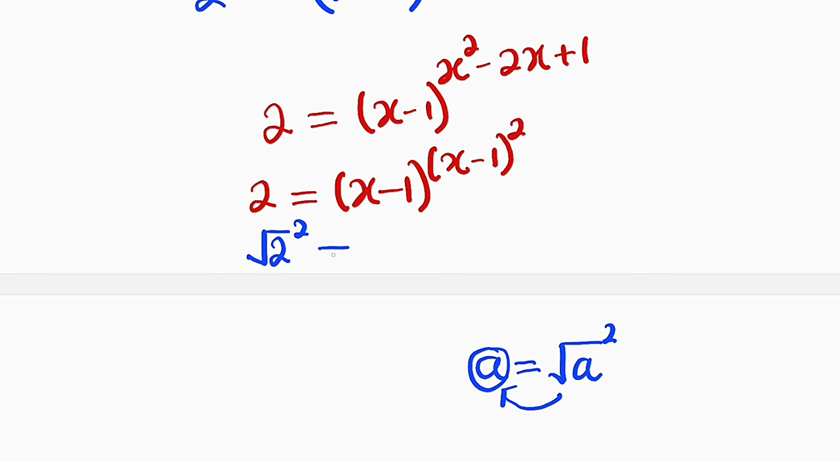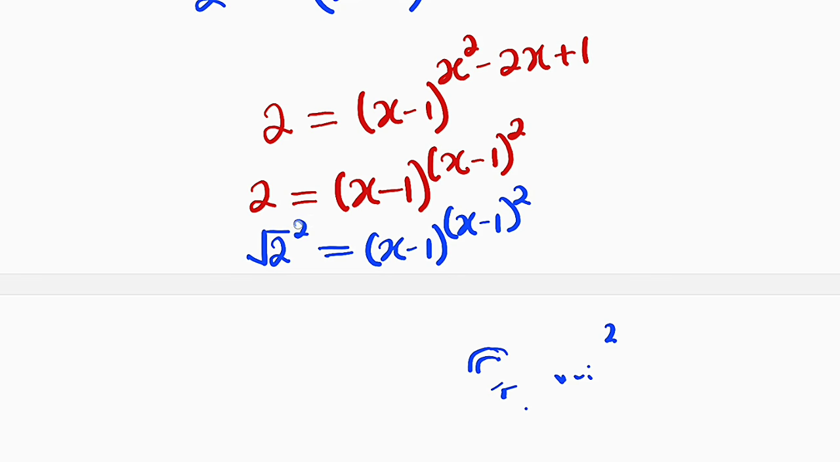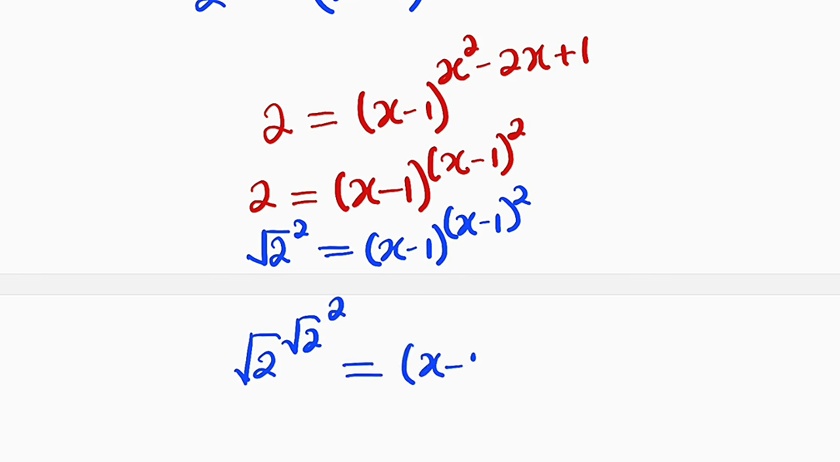And this is equal to x minus 1 raised to the power of x minus 1 raised to the power of 2. And I'm going to repeat the same thing because I can see that we have another 2 here, which is the exponent. I can write it as square root of 2 whole squared. So we have square root of 2 raised to the power of square root of 2 again, whole squared. This is equal to x minus 1 to the power of x minus 1 to the power of 2.